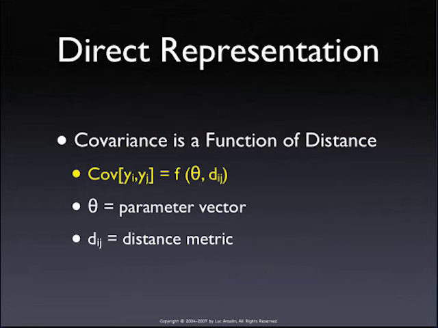So as I mentioned, we specify a functional relationship f, which is a function of some parameters theta and the distance between i and j. And we need a distance metric, we need a functional specification, and then we get the parameter. Now this all sounds very straightforward.